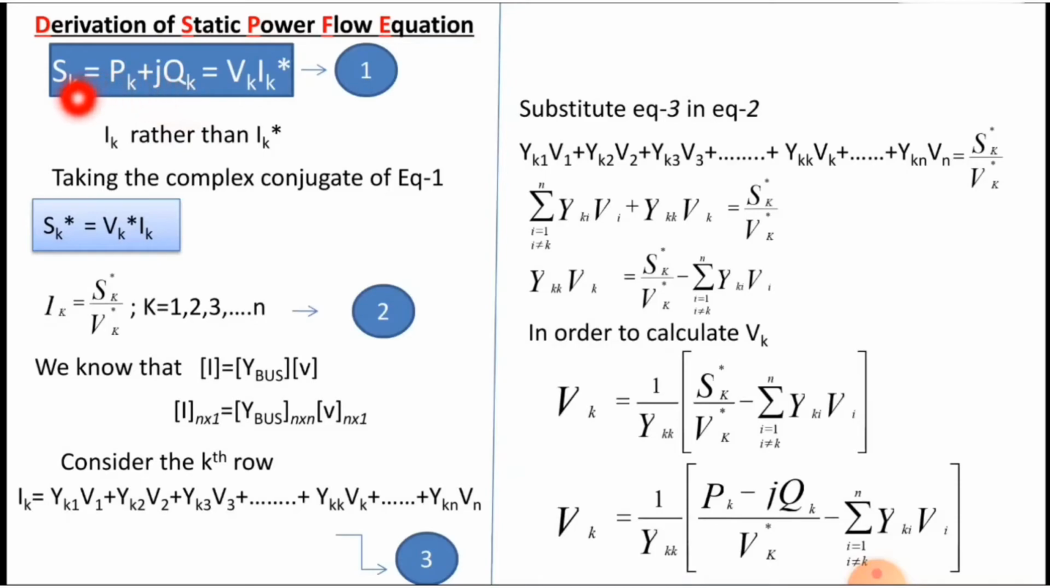I am considering the Sk conjugate, that means this positive value is getting as minus Sk conjugate value, Pk minus jQk. That's why I am substituting here the Sk value as Pk minus jQk, by the remaining quantity is same, Pk minus jQk by Vk conjugate minus sigma i equal to 1 to n, i not equal to k, Ykk, Yki Vi.